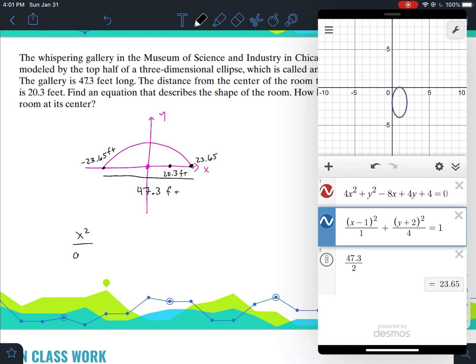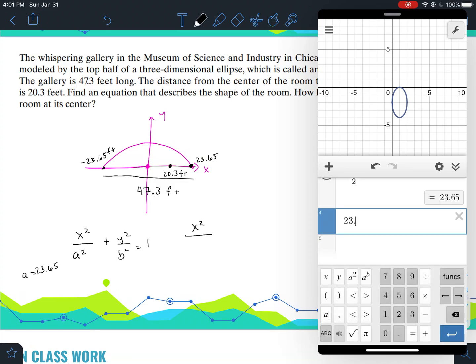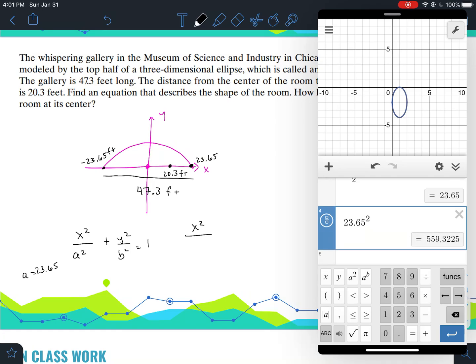So this is going to be x squared over a squared plus y squared over b squared equals 1. The center of the room we made at (0, 0). So then it's going to be x squared over a squared, where a is 23.65. So we're going to take 23.65 and square it, and that is going to be 559.3225, plus y squared over, I don't know what the b squared is, equals 1.